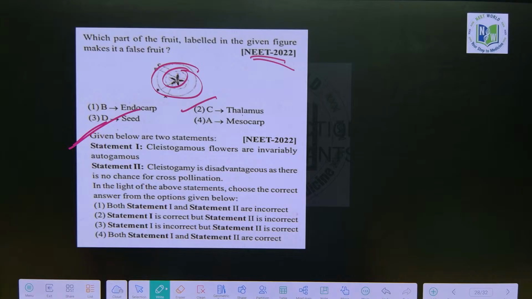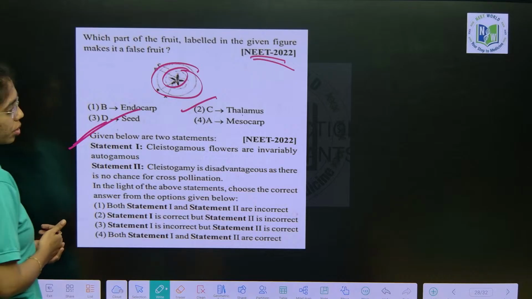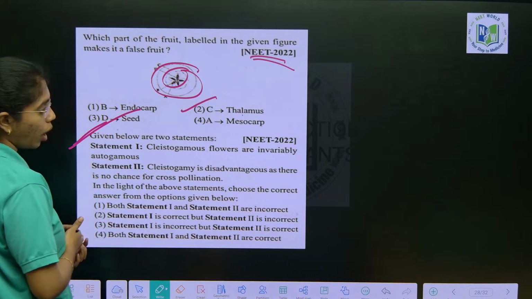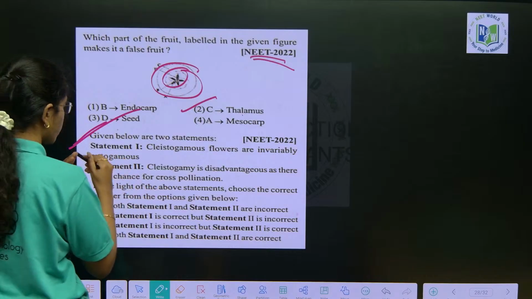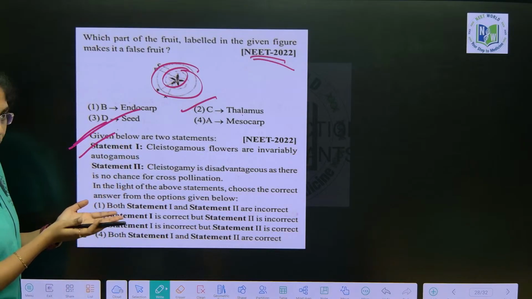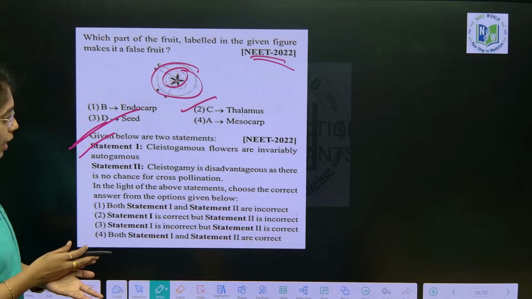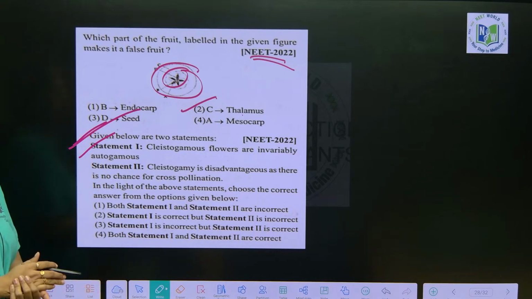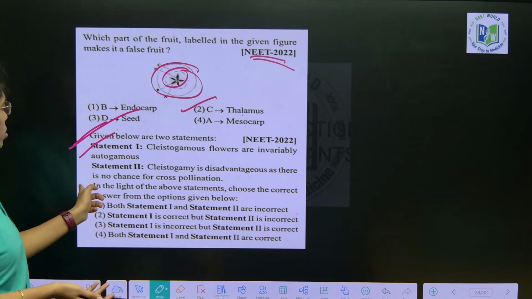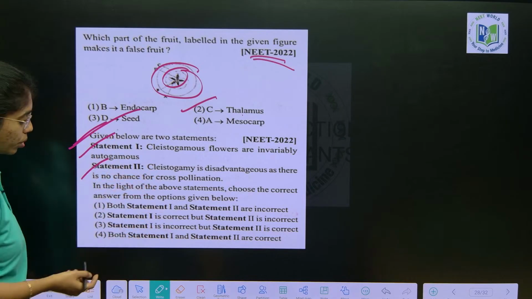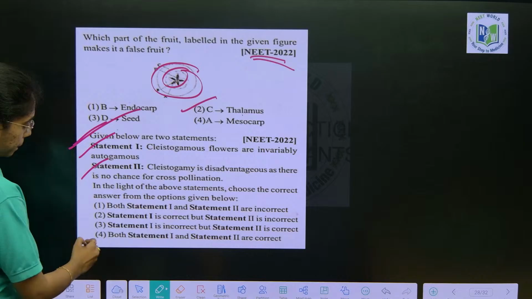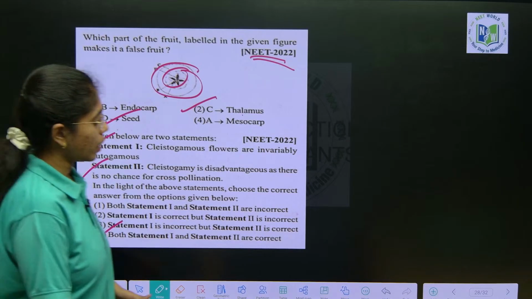Correct. Cleistogamous flowers are invariably autogamous, because they undergo bud pollination or self pollination. Statement 2: cleistogamy is disadvantageous as there is no chance for cross pollination. True, correct. So, sorry, statement 1 is true and statement 2 is true. Both the statements are correct. Next question.